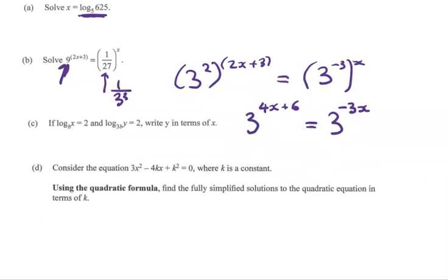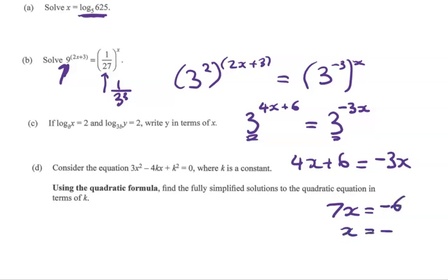Now we can equate the powers because I've got the same bases. So 4x plus 6 is equal to negative 3x. 7x is equal to negative 6, giving me x is equal to negative 6 over 7. And if you had time, you could go back and you could check that that worked again in your calculator, or not in your calculator.